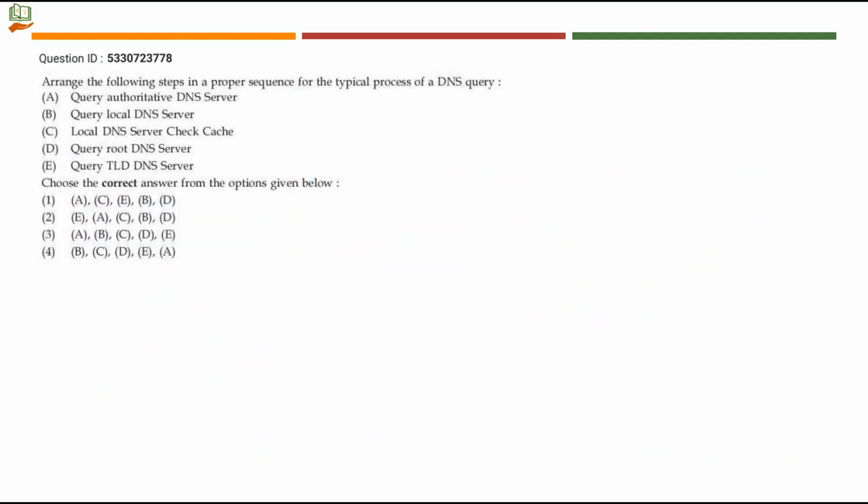Next question. Arrange the following steps in a proper sequence for the typical process of a DNS query. So just to solve this question, we will use a diagram now. So here we have the client or the web browser, and first request is to a local DNS server. From there it is asking a root DNS server. From there it is asking a top level DNS server, and from there it is going to the authoritative DNS server, and from there you have replies marking 5, 6, 7 and back to the browser once again. So here you can find the local DNS server is having a DNS cache. So first it will check the cache and then it will go to the root for further querying.